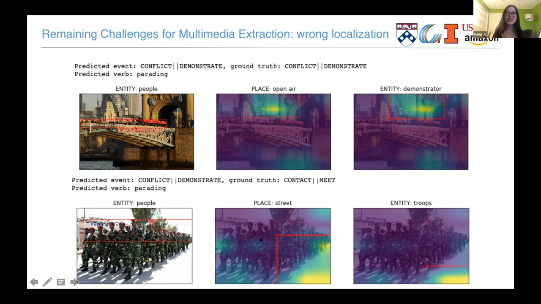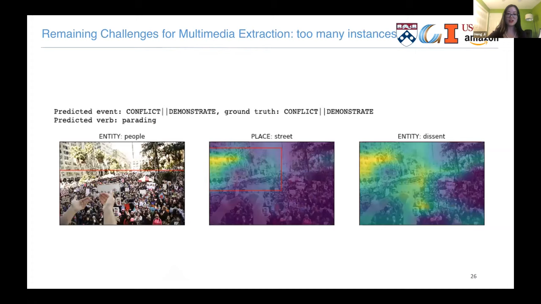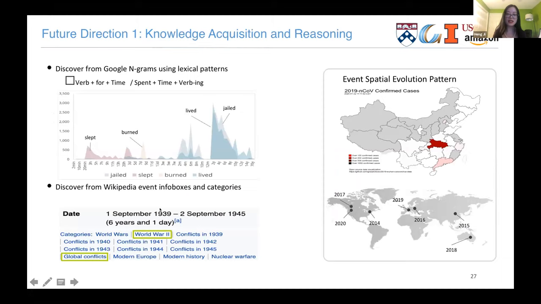We have a trigger and we have arguments indicated by phrases. In images, it's very difficult to define and identify them in an open-domain fashion. Similarly, here the attention heat map really has trouble identifying which part of this image are protesters, because there are too many instances.